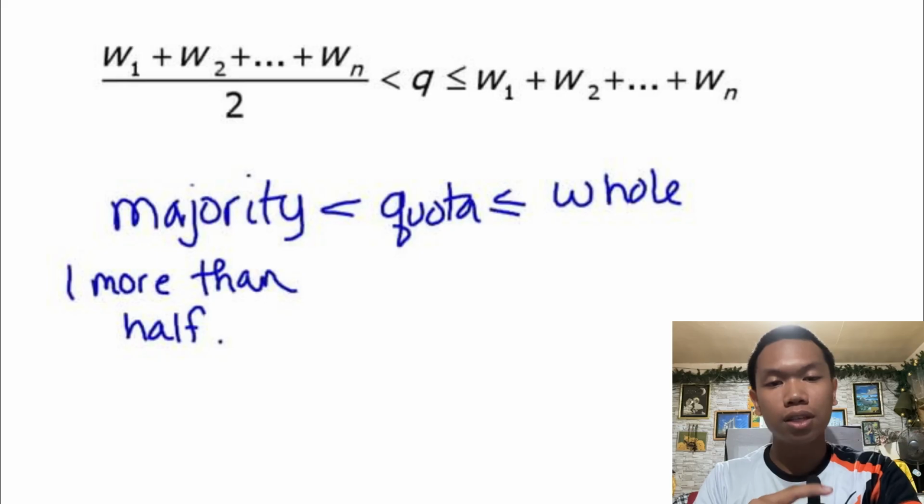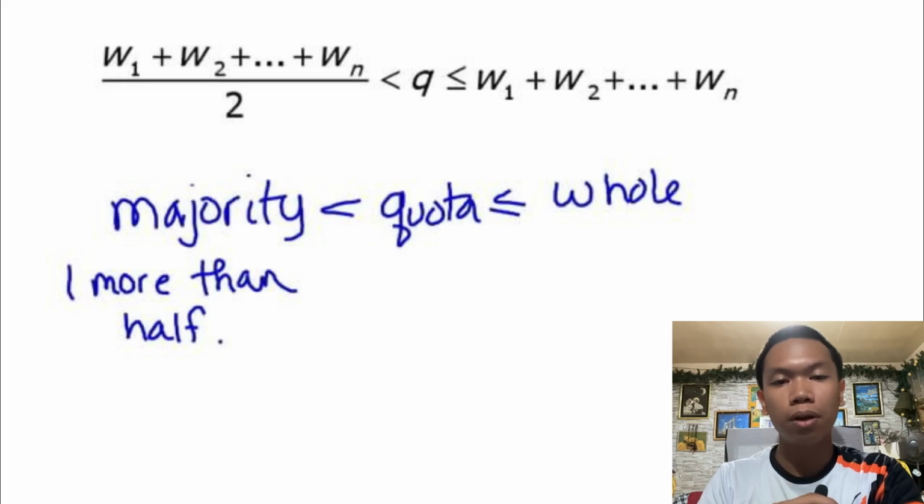In a weighted voting system, not all voters have the same number of votes. Some voters have greater voting power depending on their assigned weight. And the formula shown here explains the quota rule.